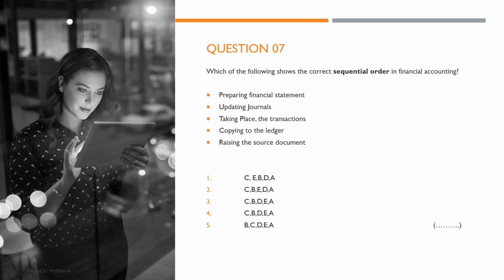Right. Most are saying number 1 is correct. We'll see. What is the question? Which of the following shows the correct sequential order in financial accounting? Preparation of the financial statement, update in the journal, taking place of the transaction. What has to take place first? The transaction has to take place. It has to be then C.